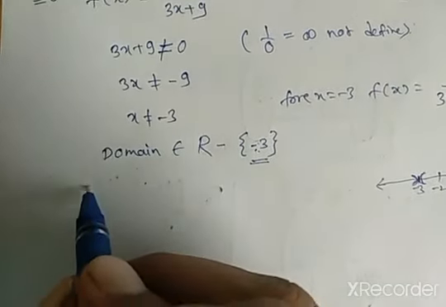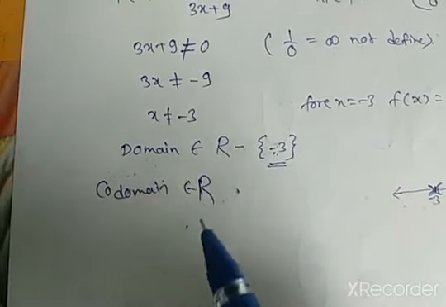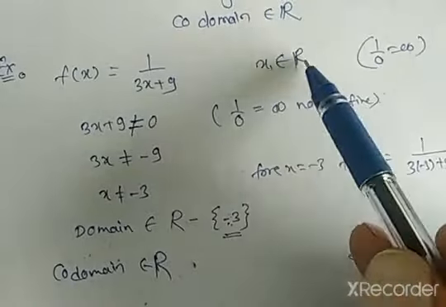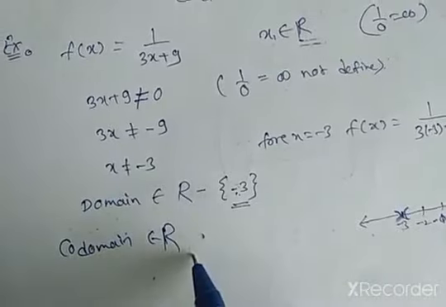its codomain will be R only, as here we have considered a set belonging to real numbers only. So here the codomain will be R only.